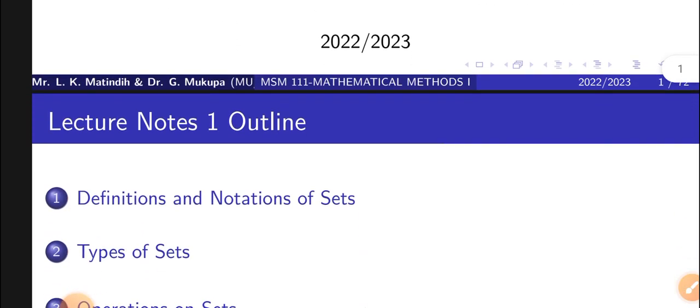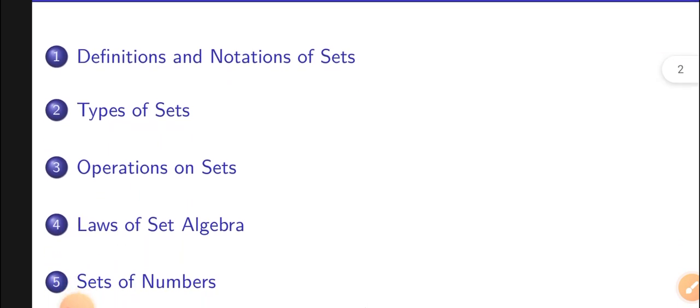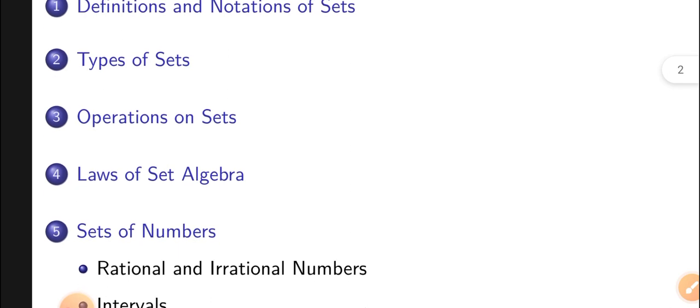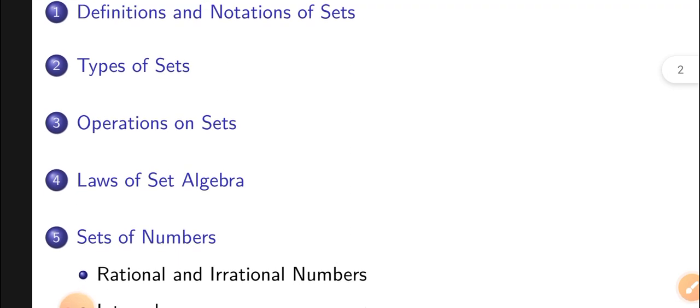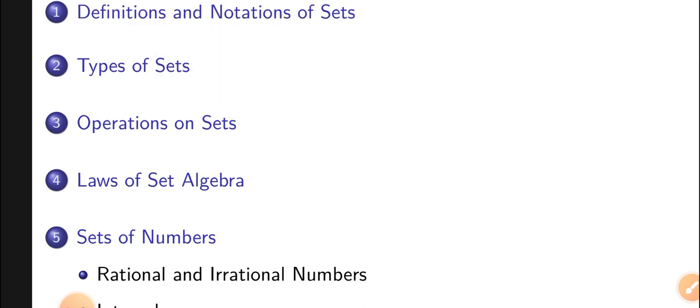What is the outline of lecture one? You're going to define what sets are and the notations of sets, the types of sets, operations on sets, laws of sets of algebra, sets of numbers. In this video, I am going to lay out the laws of sets of algebra.